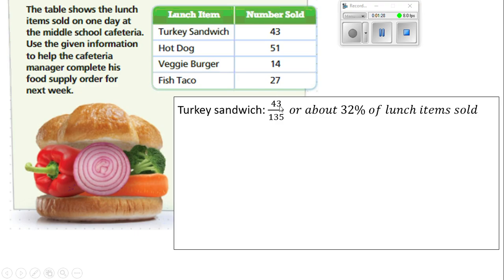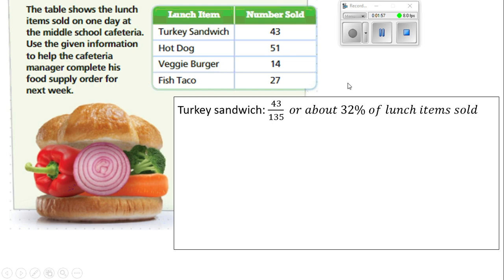So remember, every fraction is really a division problem, and that's what gives you a percent. So 43 divided by 135 will give us 0.32. And when we turn it into a percent, we move that decimal point over 2 spots, and it will give us 32%. So that means a turkey sandwich is 43 over 135, or about 32% of lunch items sold.